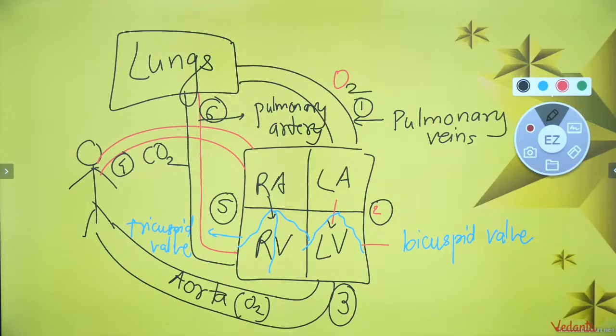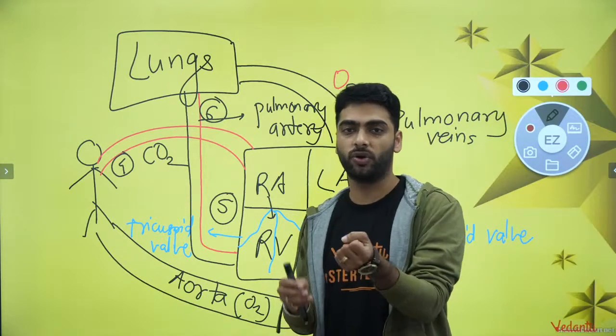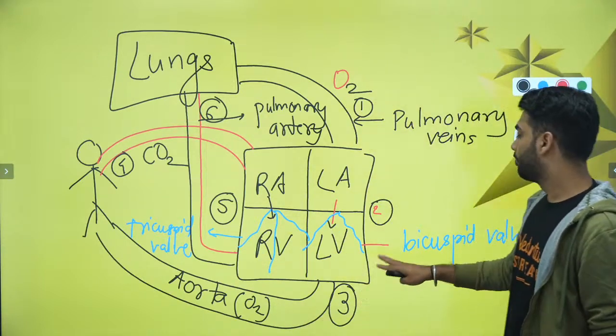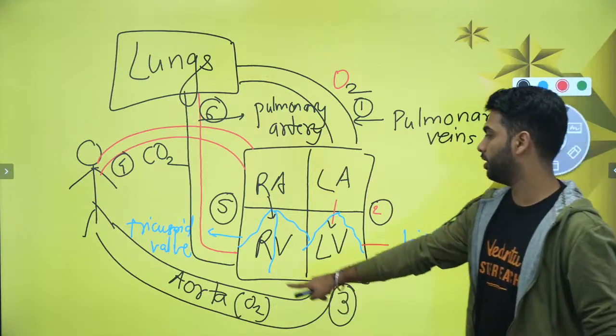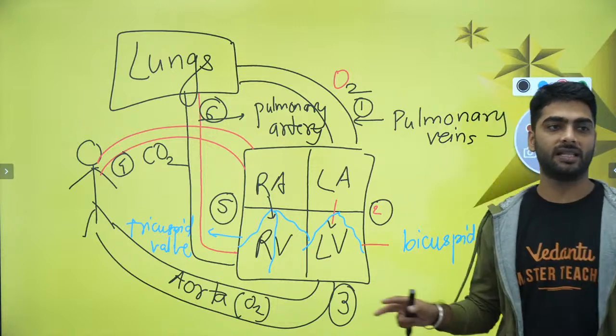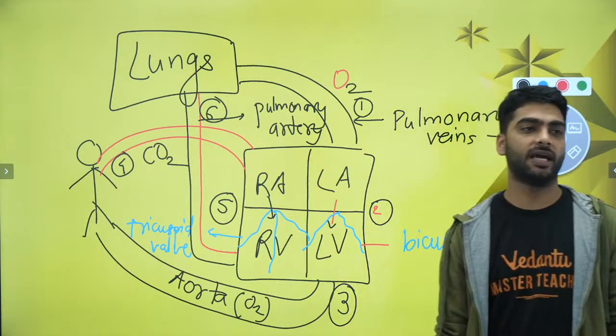Understood? Valves are like an extra door. You have to open one more extra door to go inside. Bicuspid, tricuspid. See, 1, 2, 3, 4, 5, 6. Six steps, it's clear. Thank you, Sham. Hi, thank you, Akshara.